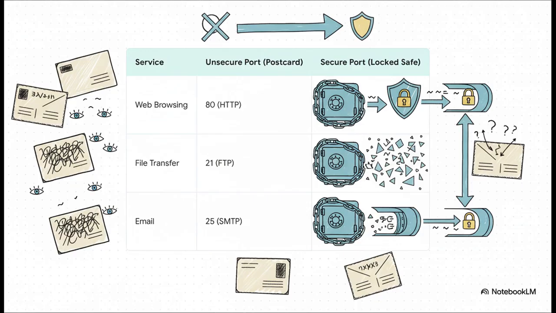It's basically the difference between sending a postcard and sending a locked safe. Using an old unsecure protocol like plain HTTP is like mailing a postcard. Anyone who intercepts it along the way can just read your message. But using modern secure protocols like HTTPS, well, that's like putting your message in a steel safe. It encrypts the data, turning it into complete gibberish for anyone who doesn't have the key.